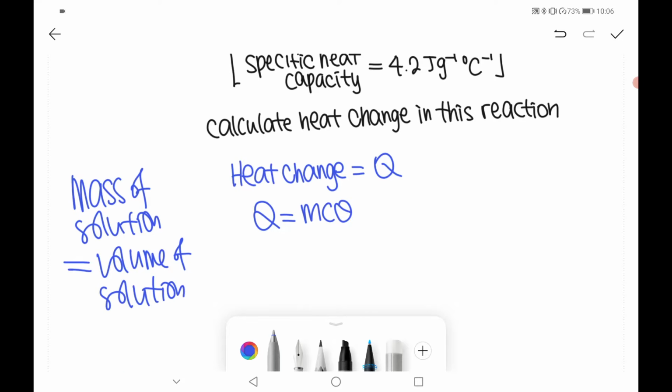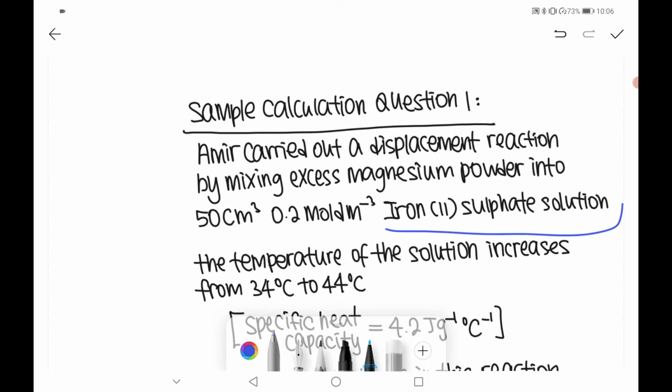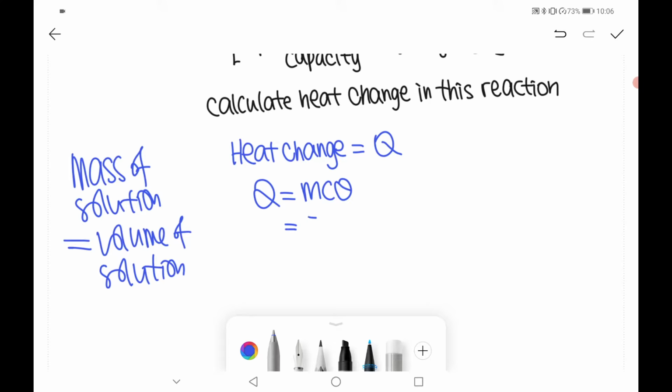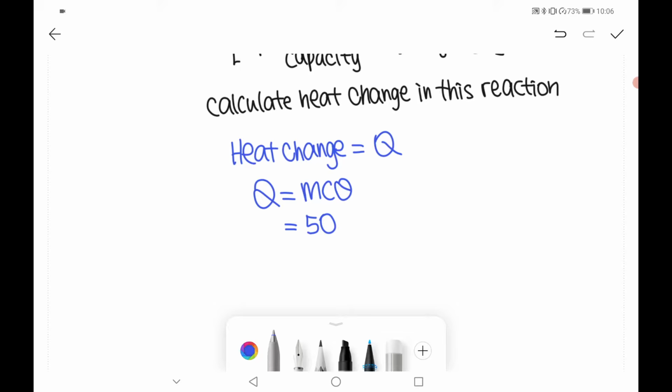So do we have a solution here? Yes. We have iron(II) sulfate solution. What is the volume? 50 cm³. So when the volume is 50 cm³, the mass is 50 gram. So 50, okay? Remember, volume is the same as mass in this chapter.